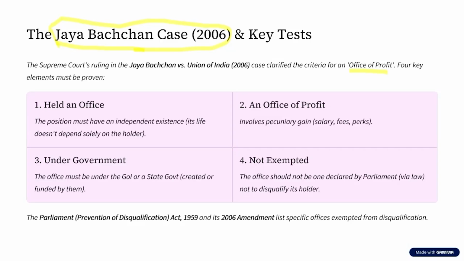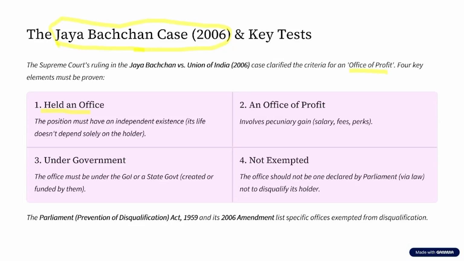The Supreme Court laid out a few conditions. Now, what were these conditions? The Supreme Court said that if four conditions are met, then the member of parliament or the legislative assembly can be disqualified for holding an office of profit. Now, what are these four conditions? Condition number one: this elected representative must have held an office.